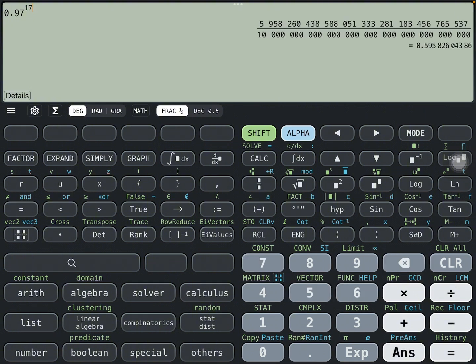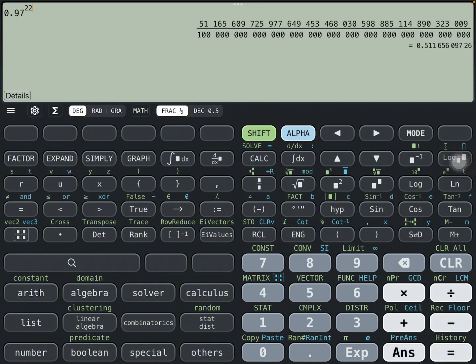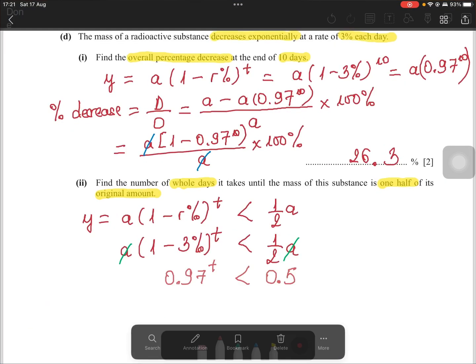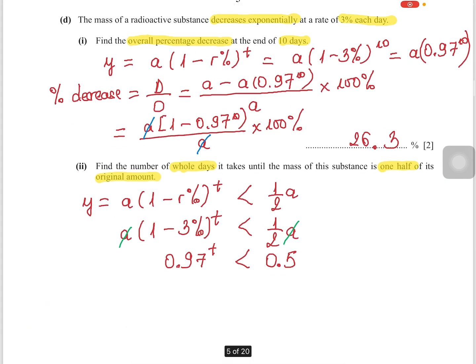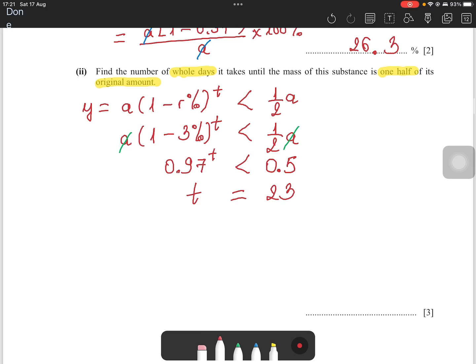15, 16, 17, 18, 19, 20, 21, 22, and 23. So when t equals 23, we see that the value is less than 1/2 of its original amount. So we'll say that t is equal to 23. And this is the final answer.